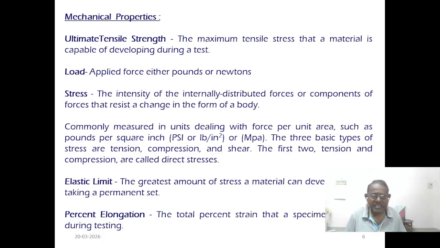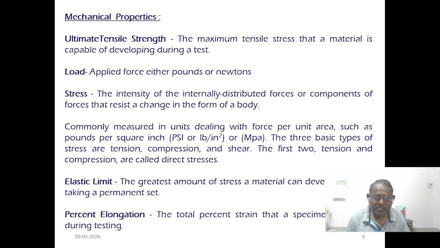Mechanical properties that can be identified by using a tensile test include ultimate tensile strength. This is the maximum tensile stress that the material is capable of developing during the tensile test. Load is the applied force, either in pounds or Newtons. Stress is the intensity of internally distributed force, or component of the force, that resists the change of dimension of the body. It is commonly measured in units of force per unit area such as pounds per square inch, psi, or lb per inch square, or MPa.